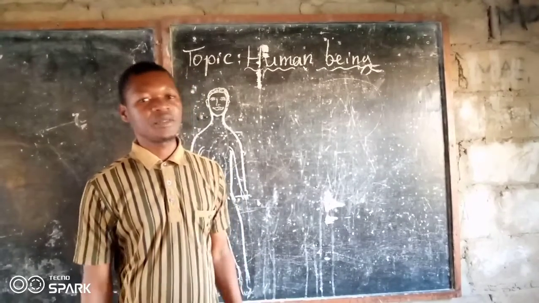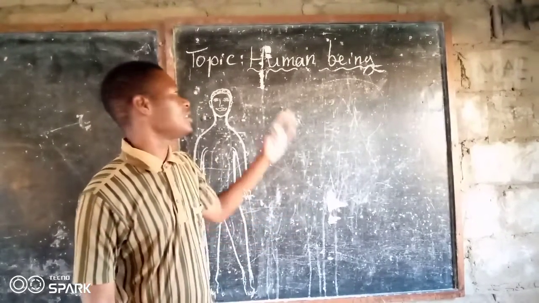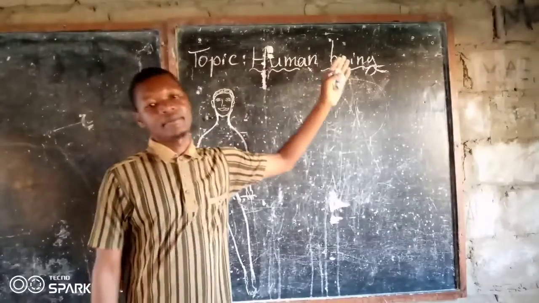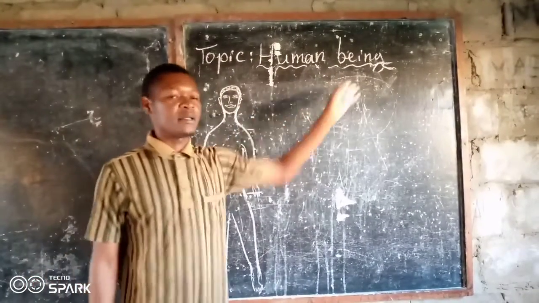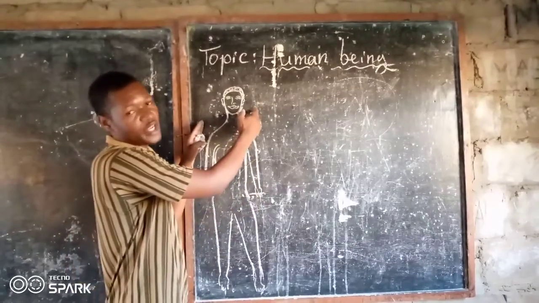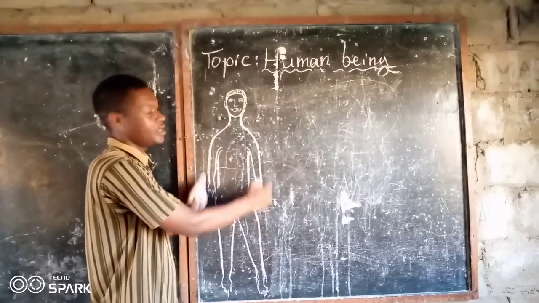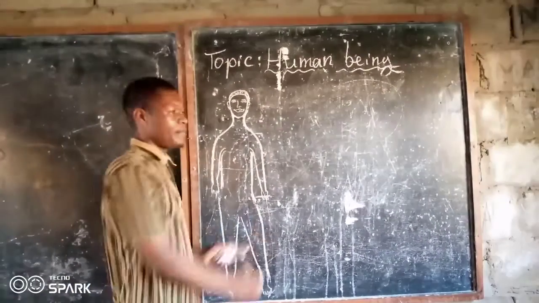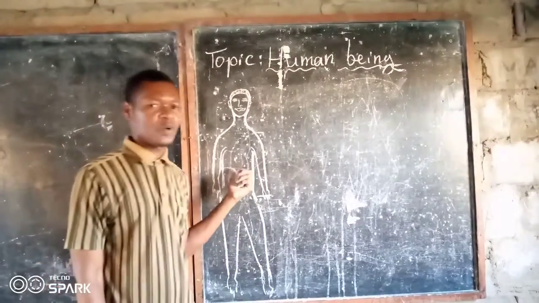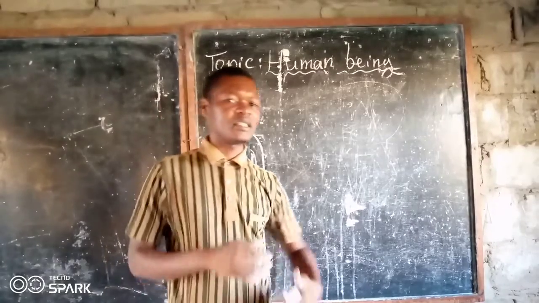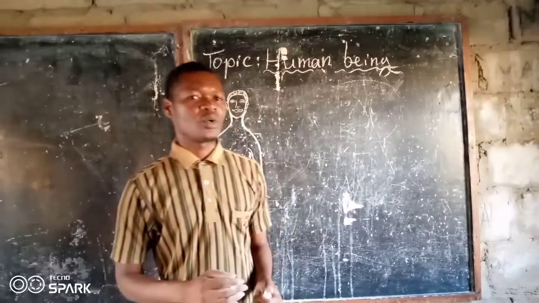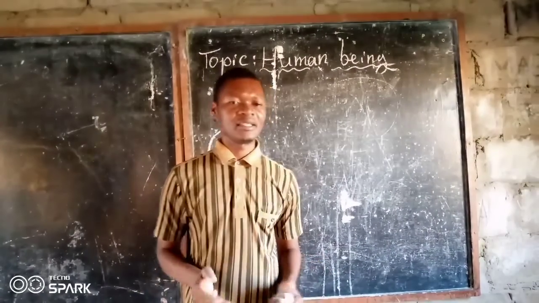As you can see, today we're going to talk about human beings. As a topic here, we have human being. I just drew a human being. But before we get into our lesson today, I would like to talk about the previous lesson that we had yesterday. We were talking about the colors yesterday.